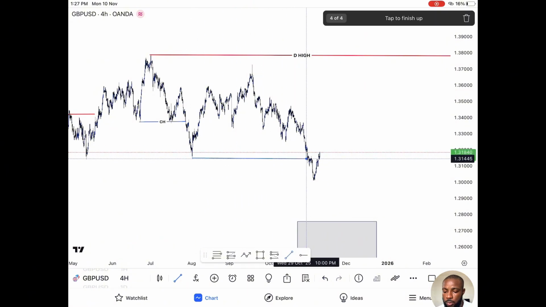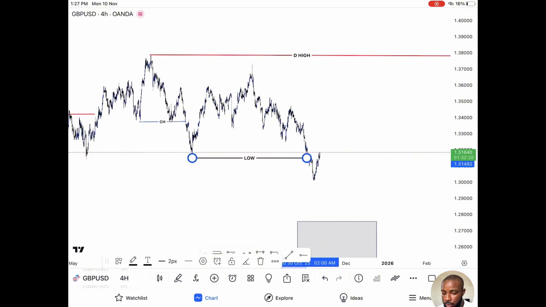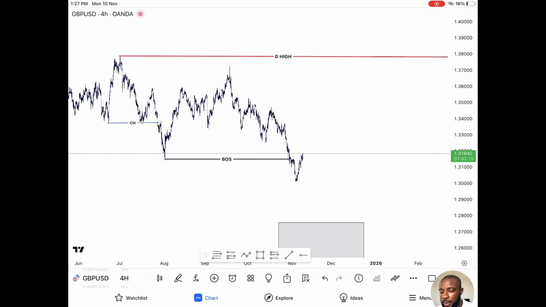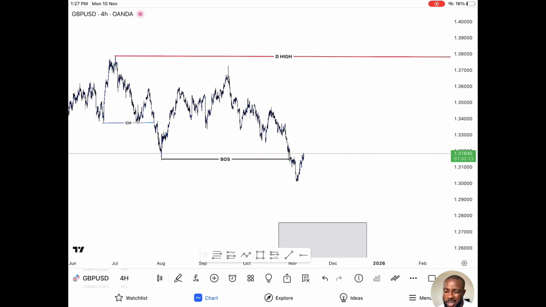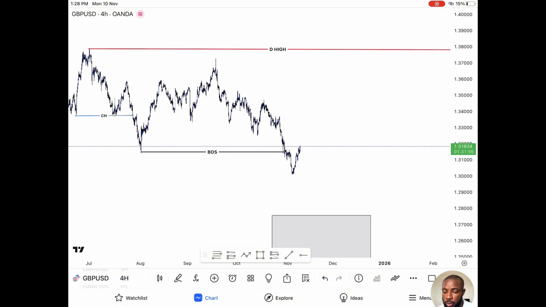Now if you watch, last week we broke this low. Sorry, this is a break of structure, not a low. So if you remember in my last video, I said that after every break of structure, I expect a pullback. Once I get a break of structure on any time frame, I patiently wait for a pullback before I start looking for entries. So in this case, we just broke structure on the 4 hour.